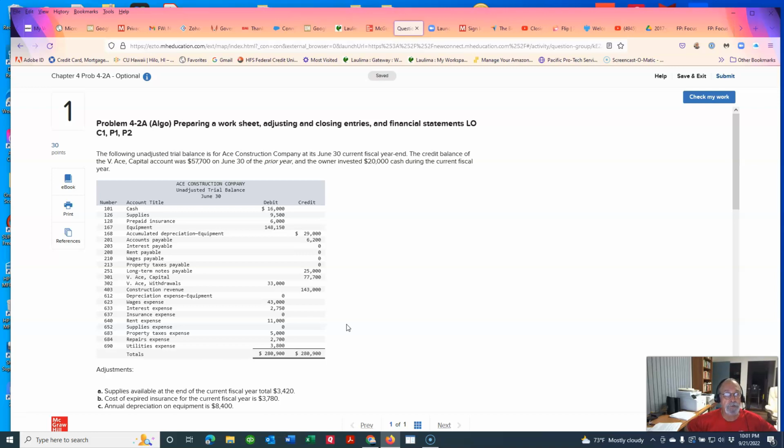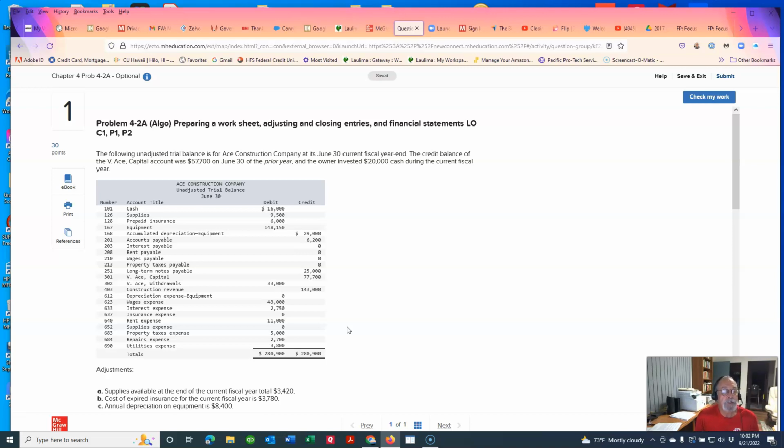Prepare a worksheet, adjusting and closing entries, and financial statements. The learning objectives covered are C1, P1, and P2. Just a quick review, let me get to the front of the chapter here. The conceptual learning objective C1: explain and prepare a classified balance sheet. P1: prepare a worksheet and explain its usefulness. That's a procedural learning objective. And P2: prepare closing entries and a post-closing trial balance. So each assignment should indicate which learning objectives it is covering.